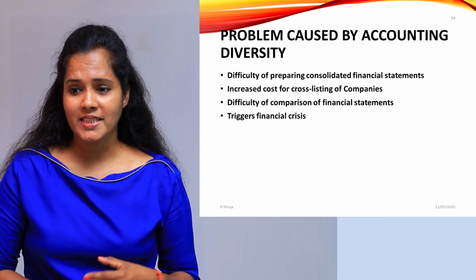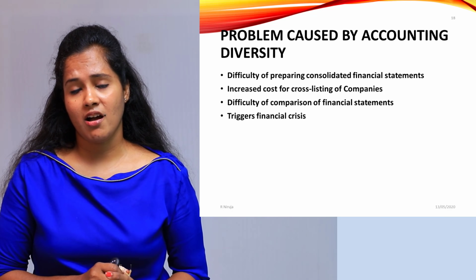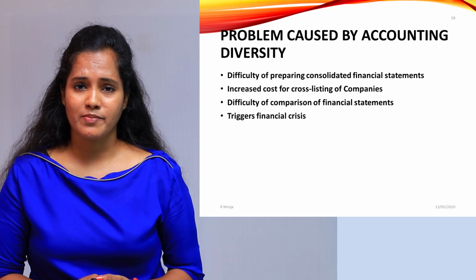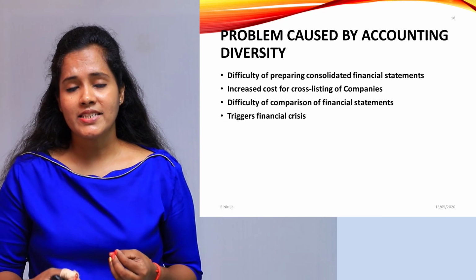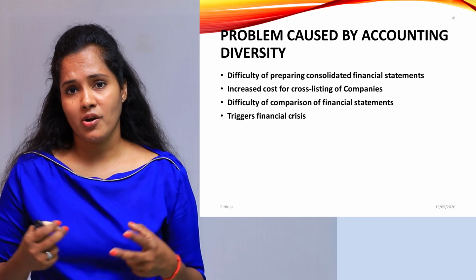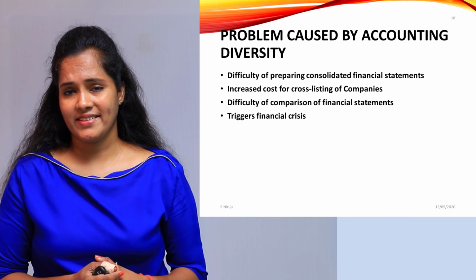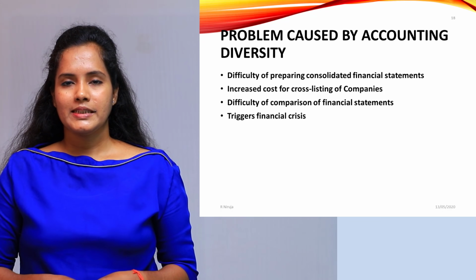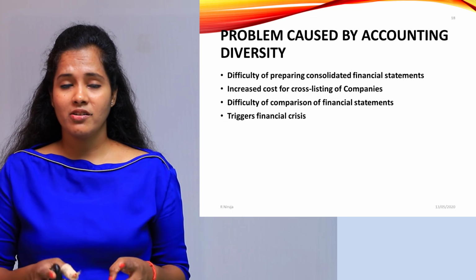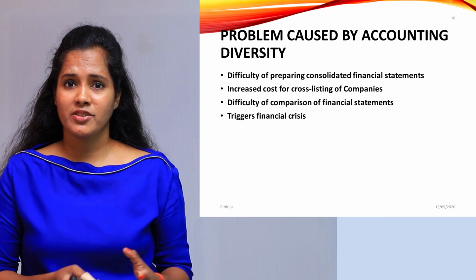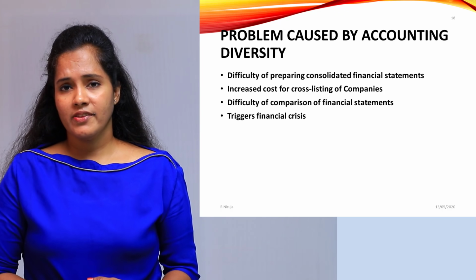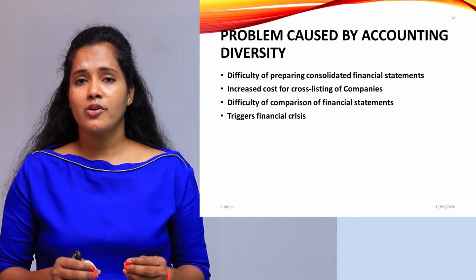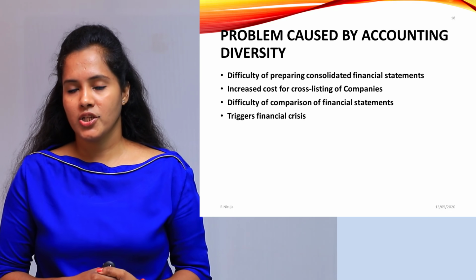The second problem is the increased cost of cross-listing of companies. If there are any diversities in the accounting systems, companies need to list their stocks on two stock exchanges or more than two. So it creates more and more expenses. We have already discussed that shareholders' expectations are different based on their country of origin. Therefore, a company needs to disclose and be listed on two stock exchanges in order to satisfy all the shareholders.